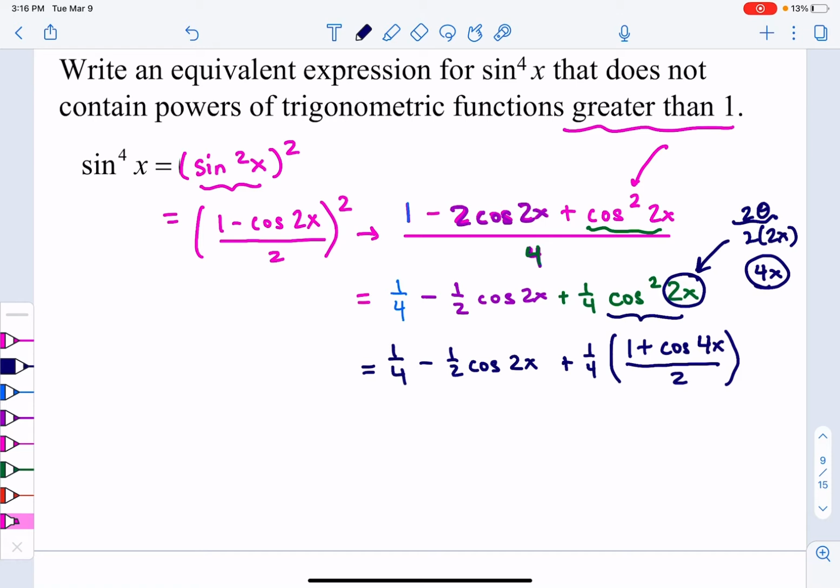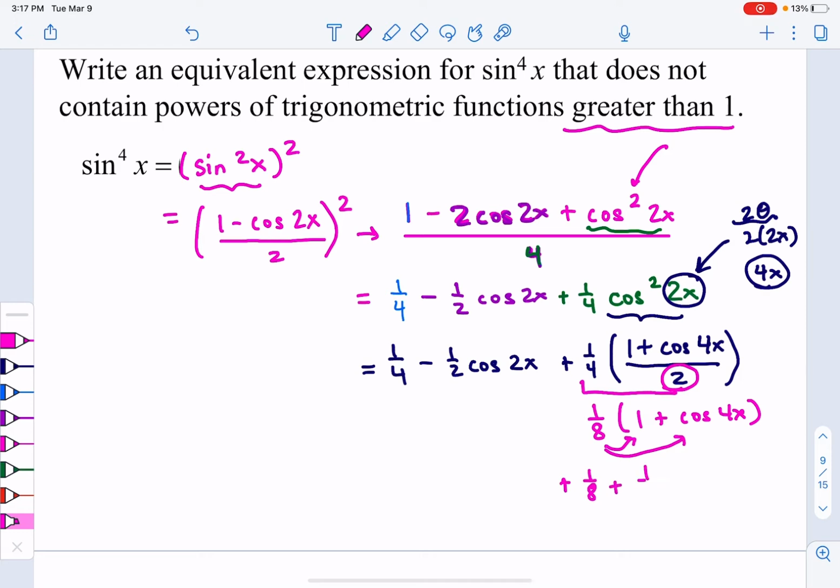All right, so we got rid of all the powers, but I still have some ugly fractions going on here. So let's go ahead and simplify some of this out. Now, if I'm having a divide by 2 here, and I have a 1/4 on the outside, that's the same thing as saying I have a 1/8 times this 1 plus cosine of 4x. So then I can distribute out this 1/8. So I'm going to have a positive 1/8 added with a 1/8 of cosine of 4x.